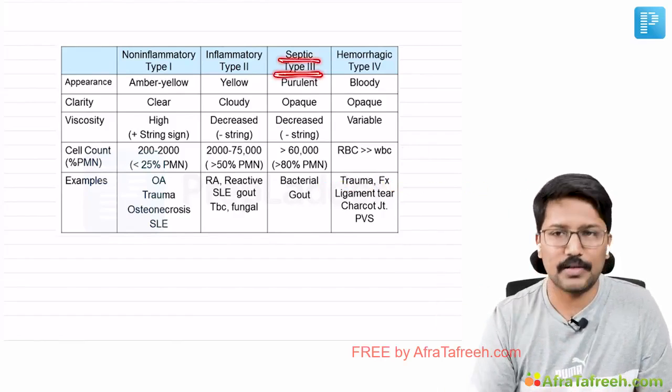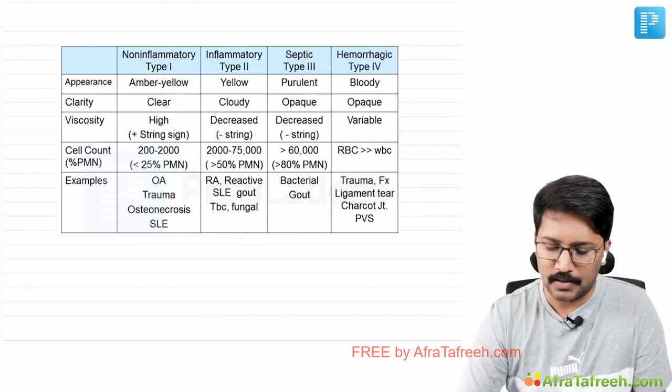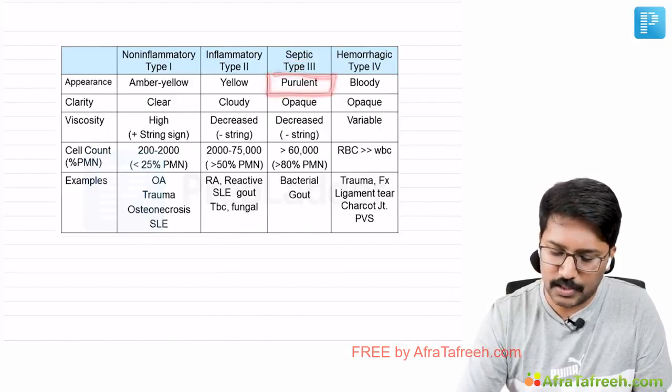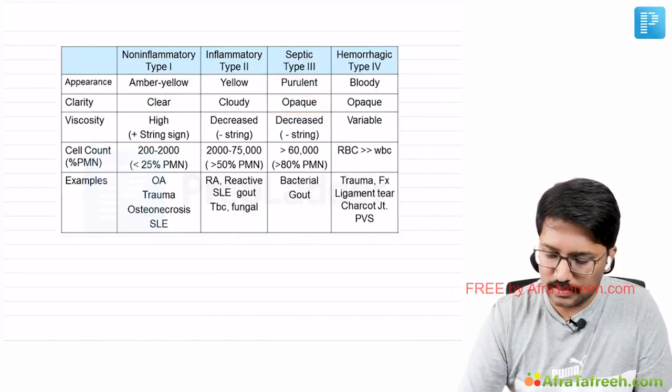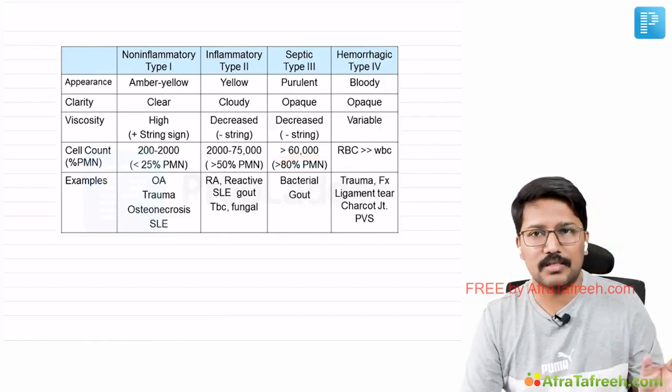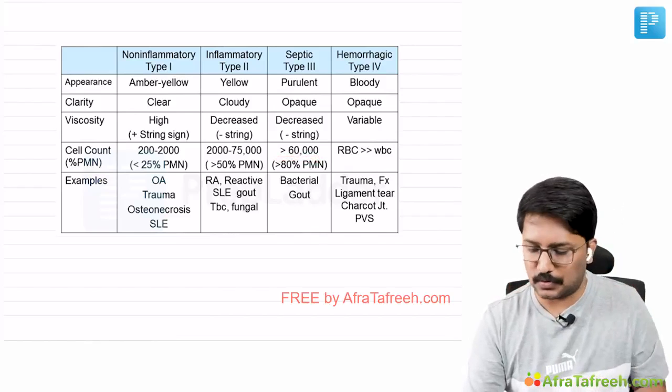Septic arthritis, yeah, every now and then we as physicians might encounter patients presenting with septic arthritis, so we should be aware. The fluid would look very purulent and it may be opaque. And when you look at the cell count, the cell counts are extremely high. In most cases, 60,000 plus. You might not be surprised when it is 1 lakh plus also, right?